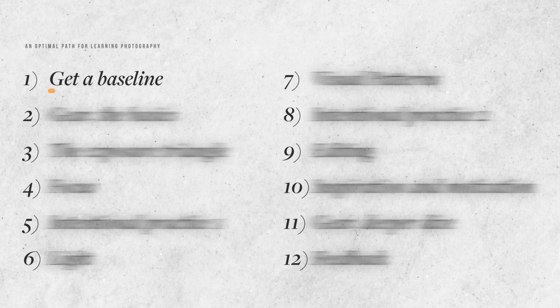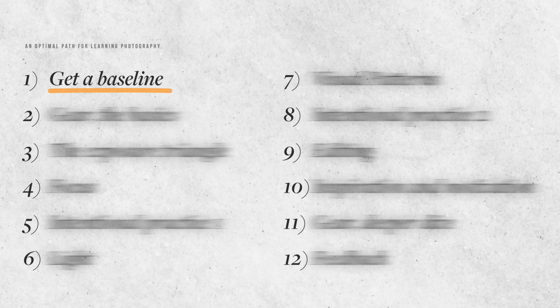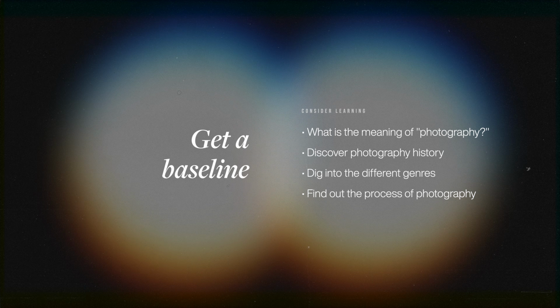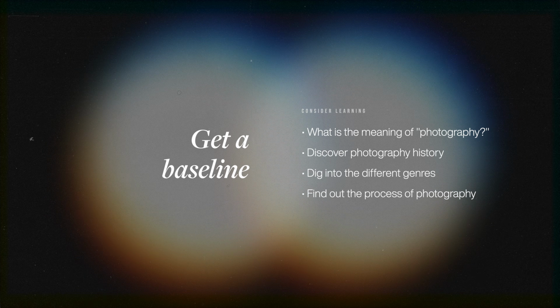All right, let's dive into the path. First, learn about photography history. Learn about where it came from, what the word photography actually means, what the process of photography actually is. Conceptually, photography is all about transferring light onto a physical medium, although in the digital age, that means pixels and sensors. Discover all of the different types and genres of photography out there.